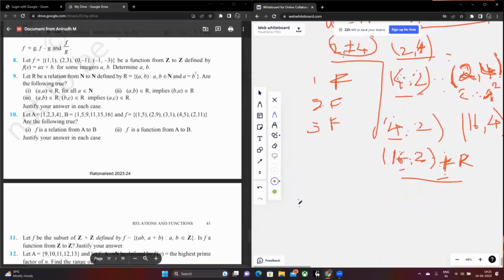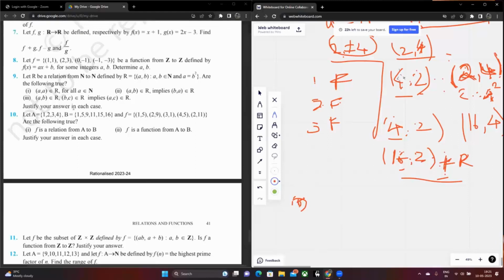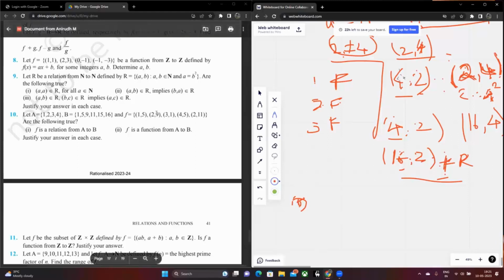Proceeding to the third last question, question number 10. A is {1, 2, 3, 4}, B is {1, 5, 9, 11, 15, 16}, and F is this. Are the following true? F is a relation. Now you can see that for each element in F, the first elements all belong to A: 1, 2, 3, 4, 2. And all the second elements belong to B: 1, 5, 9, and 11. So F is a relation from A to B. 1 is true.